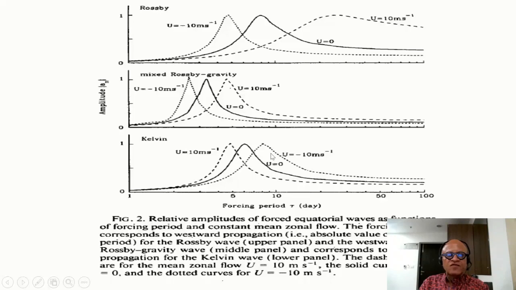The dashed curves are for the mean zonal flow of u equals 10 meters per second, so westerlies. The solid curve is for u equals 0, the background state is stationary, and the dotted curve is for easterly flow regime. And the forcing period is clearly showing that the Rossby wave amplitude is stronger for lower frequencies, and it's the other way for the Kelvin wave. So they all depend on the background state.